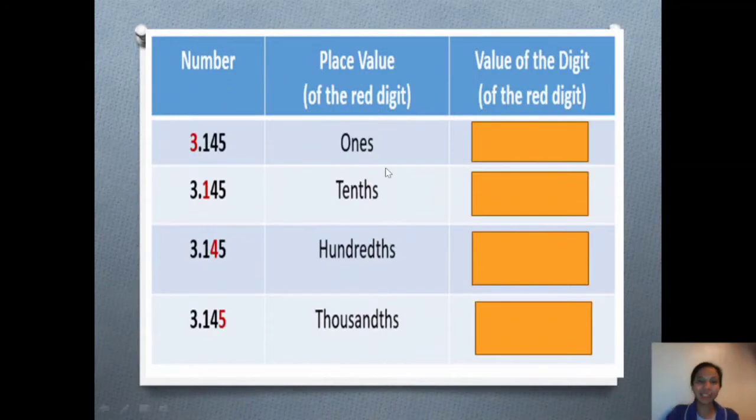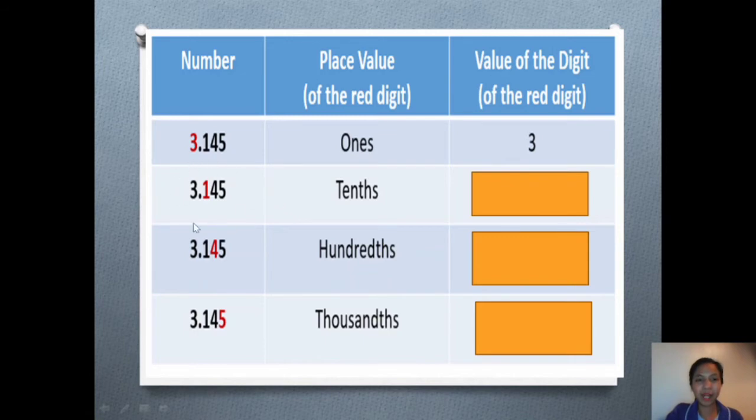Alright. Next. Now let's check if you know how to give the digit value. So I have here already the place value in the number 3.145. The place value is ones. Now, give me the digit value, or the value of the digit 3 here, in the ones place value. What is the answer? The answer is 3. We have 3 units. Okay, next.